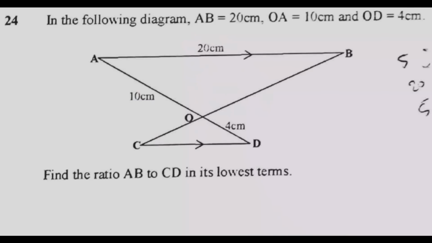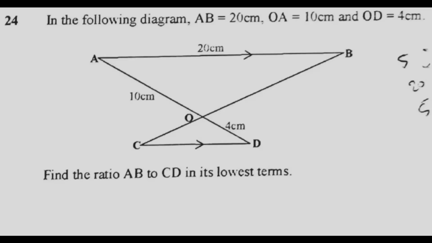Okay, so question 24 is, in the following diagram, AB is equal to 20 centimeters, AO is equal to 10 centimeters, and OD is equal to 4 centimeters. Then the actual question is, find the ratio AB to CD in its lowest term.